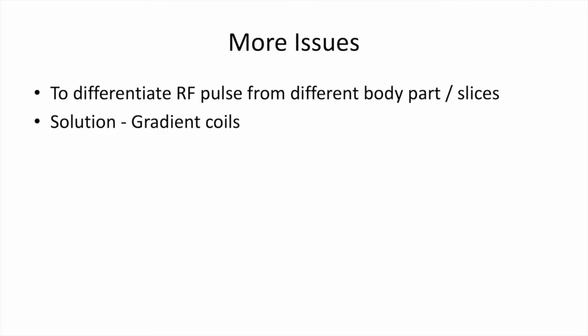Now that we know the steps of image formation, we shall move on to other issues. Though a RF wave is emitted during relaxation, an image cannot be formed as we don't know exactly from which body part that comes from. To solve this problem, we use something called gradient coils.